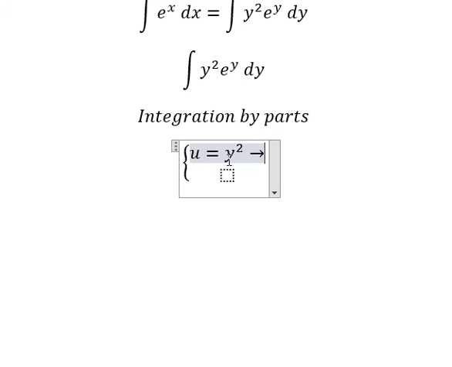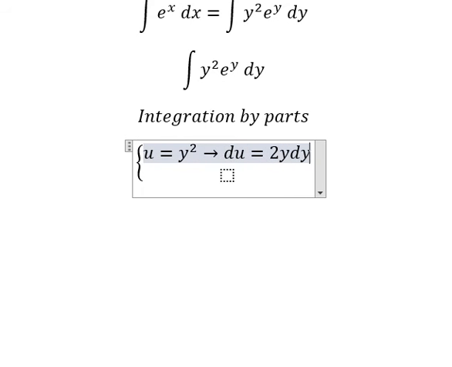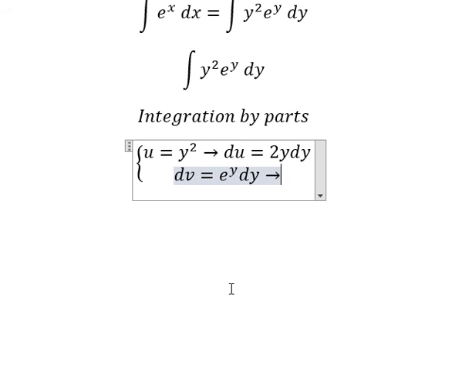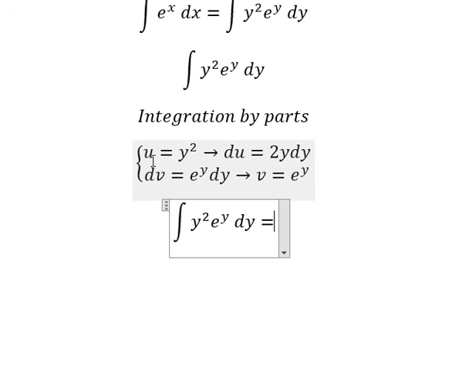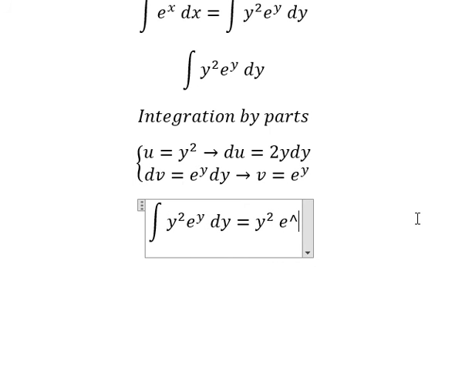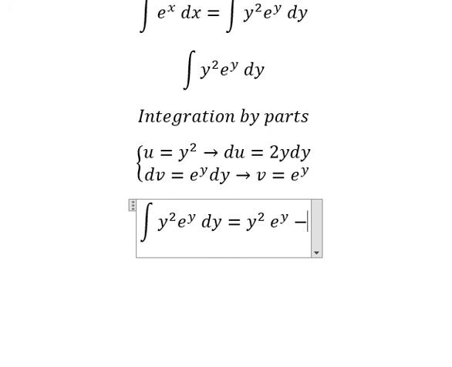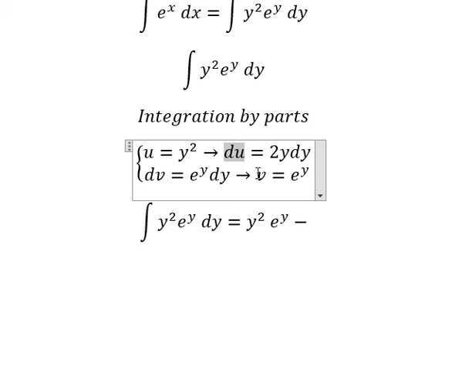Later, we take the first derivative for both sides and we have 2y dy. dv equals e to the power of y dy. The integration of this one, we have v equals e to the power of y. So we have u multiplied by v. So we have y squared e to the power of y minus the u multiplied by v.